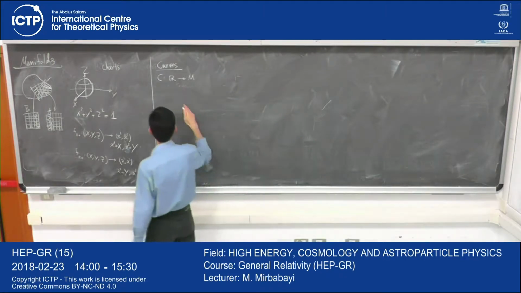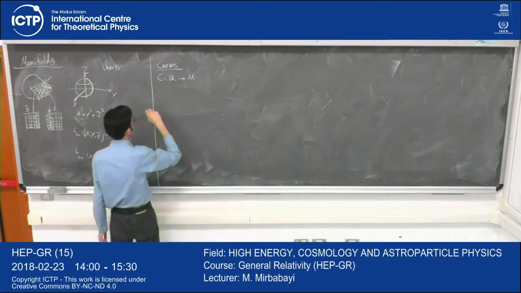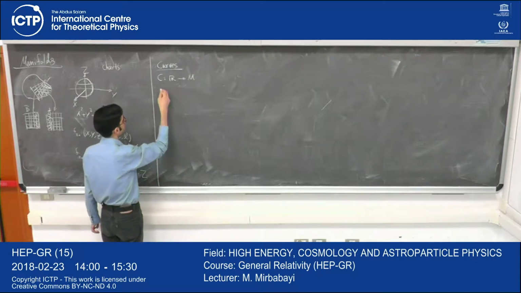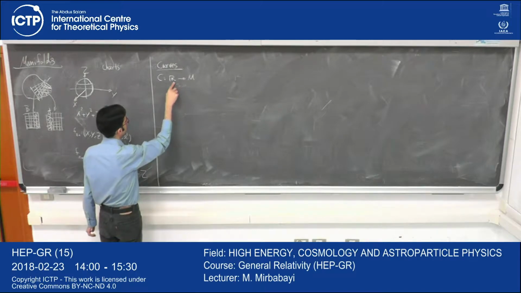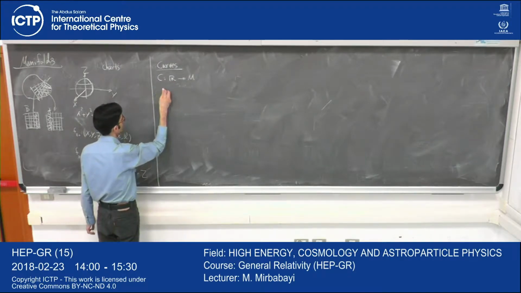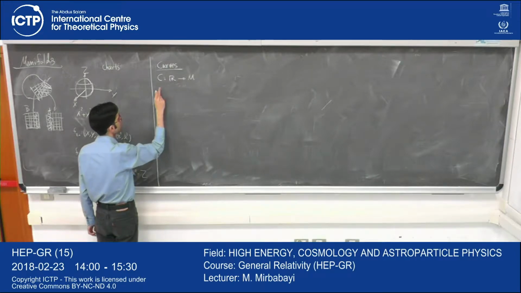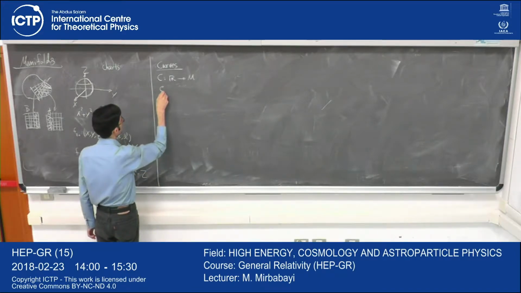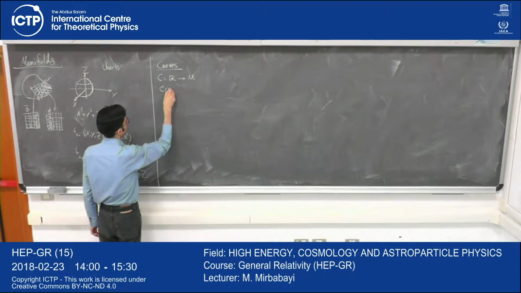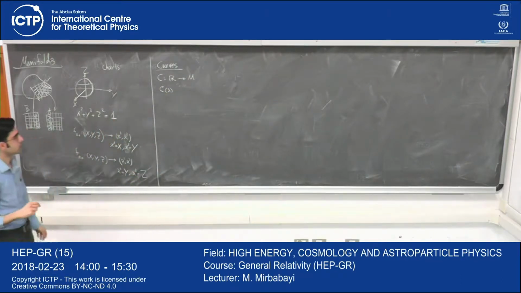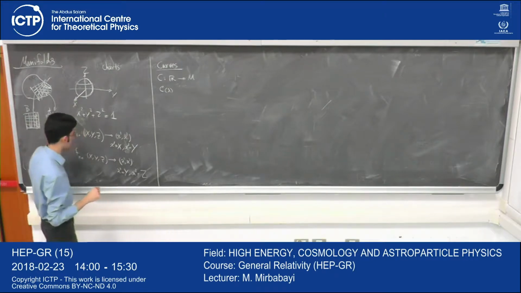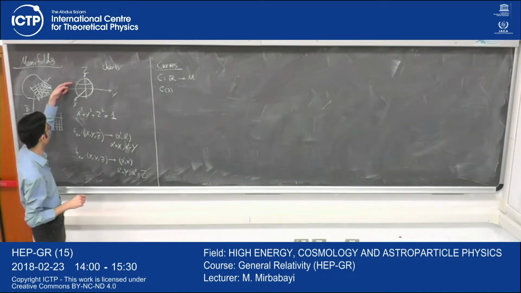and it is parameterized by a number that sits in R, which sometimes we call lambda. So there will be a C of lambda, for instance. This C of lambda is going to be a point on this manifold.